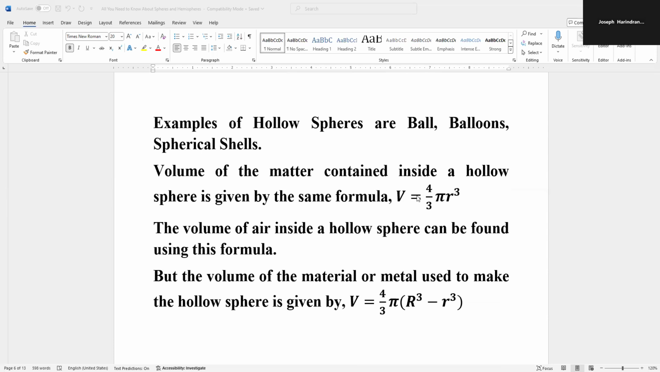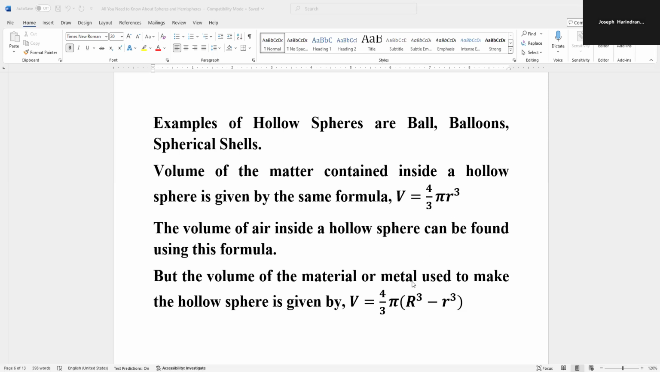The volume of the matter contained inside a hollow sphere is given by the same formula as the volume of a sphere, that is 4 by 3 pi r cubed. The volume of air inside a hollow sphere can be found using this formula. The volume of air, water, or liquid inside this hollow sphere can be found using this formula: V is equal to 4 by 3 pi r cubed.